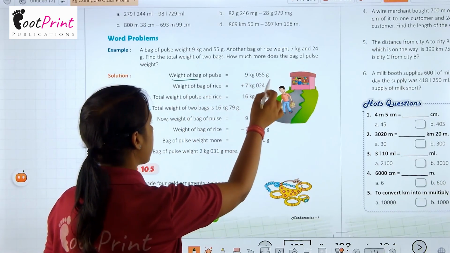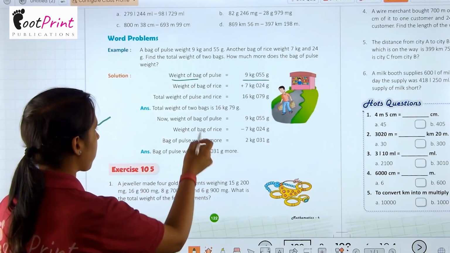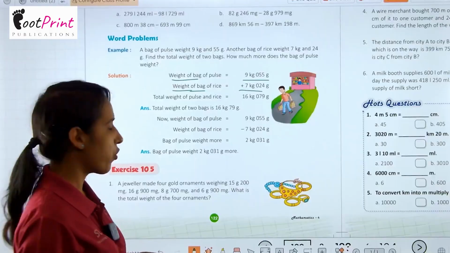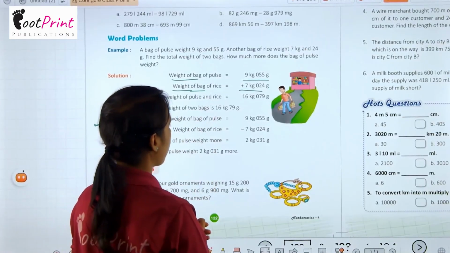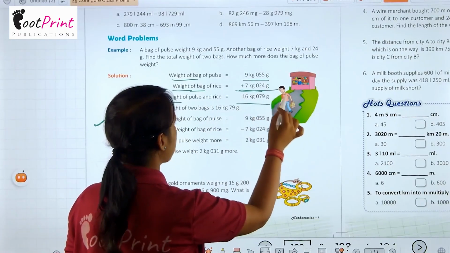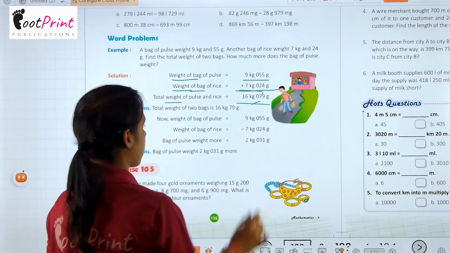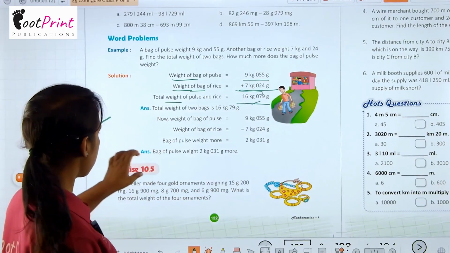Weight of bag of pulse is 9 kilogram, 55 gram, and weight of bag of rice is 7 kilogram and 24 gram. We have to find out the total weight, so we will add it. So here we get 16 kilogram 79 gram. This is our answer. Okay.